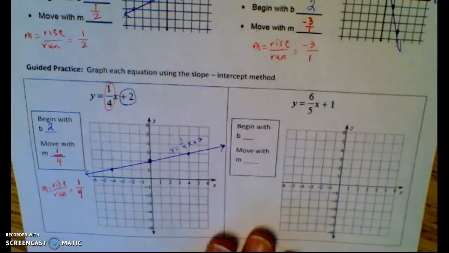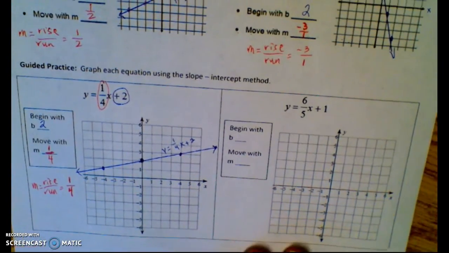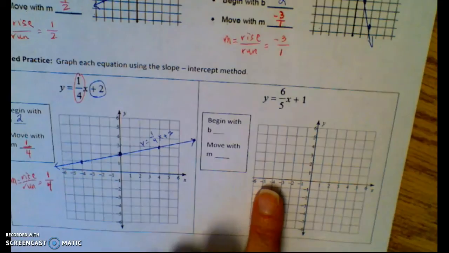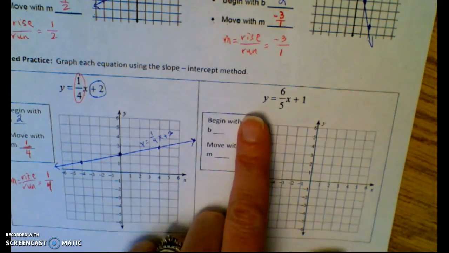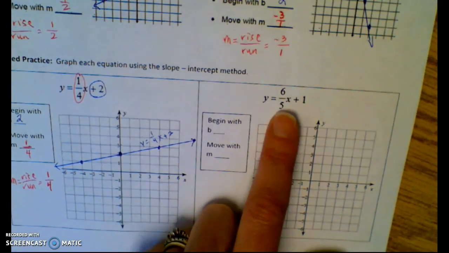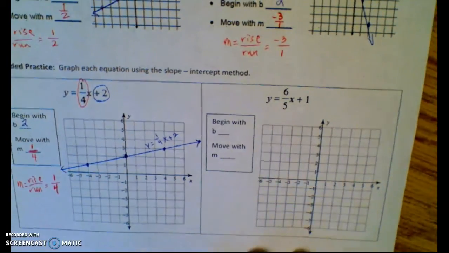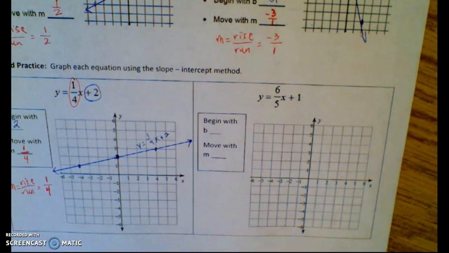Okay, so pause the video. You're going to try this next guided example that has given you the formula y equals 6/5 x plus 1. And once you have it graphed, you'll play the video to see if you were correct.